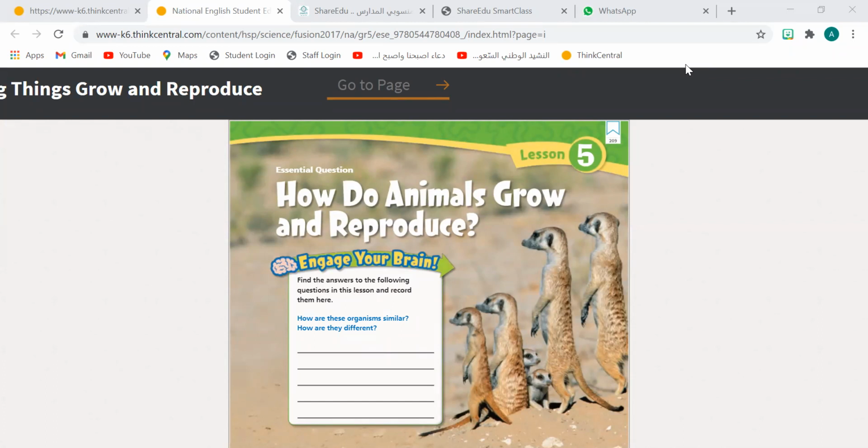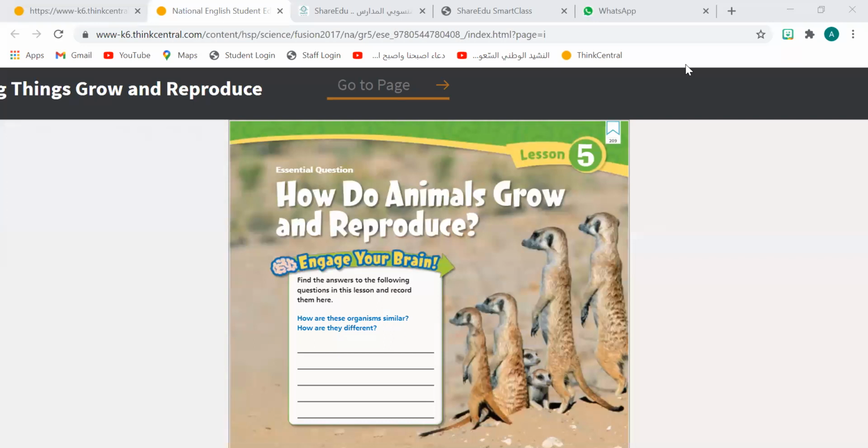So today is Wednesday, it's 18th of November 2020. Okay, so yesterday we finished together, summing up how plants grow and reproduce. We learned all about plants. Today we are going to learn about animals. How do they grow and how do they reproduce?